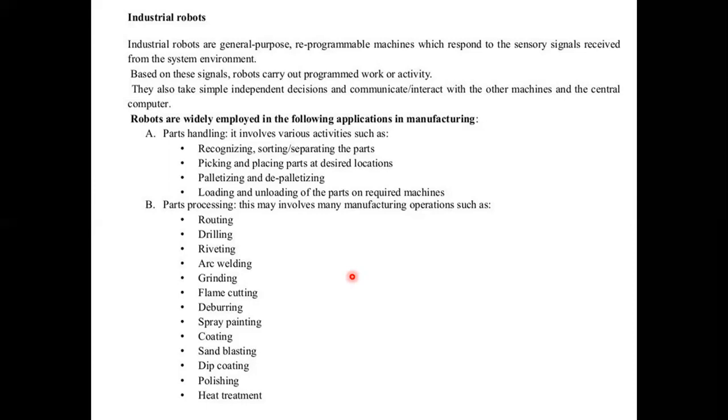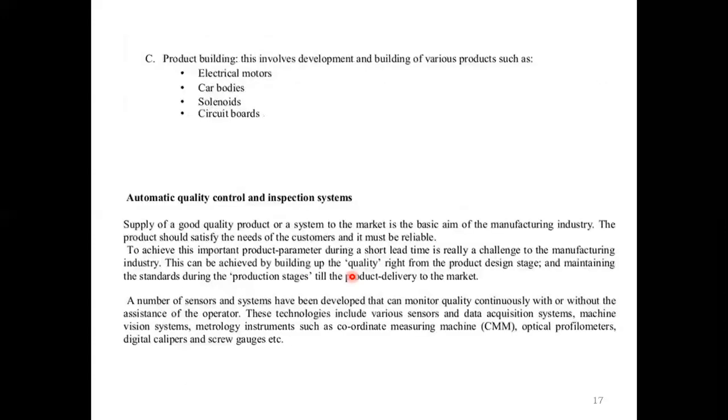So first one is part handling, part processing. Generally part handling is recognizing, sorting, separating the parts, picking and placing the part, next to loading and unloading. So like that, part handling. Then part processing, they are used for routing, drilling, flame cutting, coating, painting, polishing, heat treatment, dip coating like that. Then product building. This involves development and building of various products such as electrical motors, car bodies, solenoids, circuit boards.